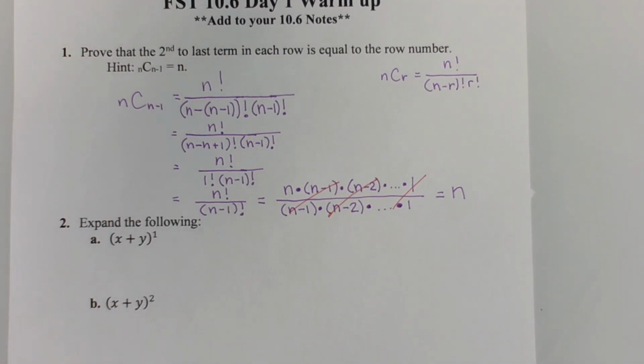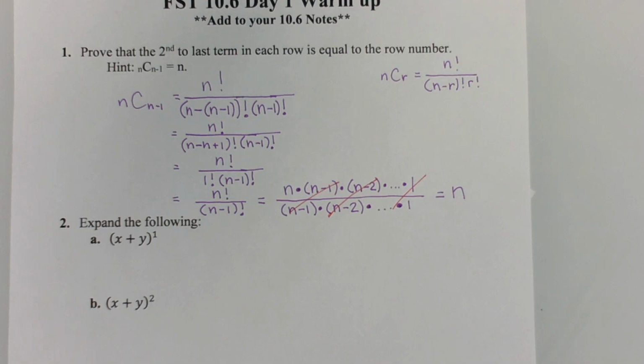Between yesterday's notes, today's warm-up, and yesterday's assignment, we've done 4 proofs. When it comes to Pascal's triangle, there are a total of 4 proofs. We've done them all. This is the hardest one. The ones on your homework yesterday were the 2 easiest ones. So, those are the only 4 proofs that are in Pascal's triangle. We've seen them all.